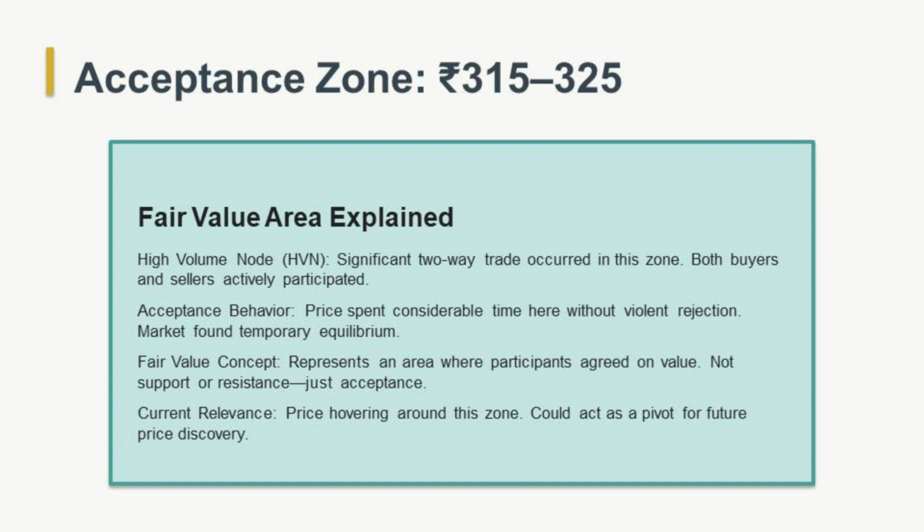The most important zone on the daily chart is 315 rupees to 325 rupees. This is a high-volume acceptance zone, also known as a high-volume node. Here, buyers and sellers are in agreement on value, which usually leads to consolidation rather than trend.